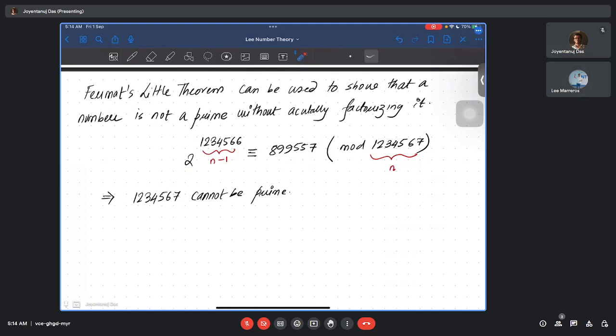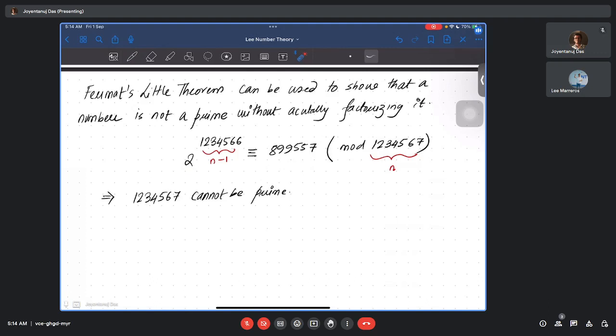So the thing is, if a is 2 to the power n minus 1, where n is our number, then we see that it is congruent to this 899557 modulo n, right? But that is not equal to 1, right? Because if it was a prime, by Fermat's little theorem, it should be congruent to 1. Where does the number 899557 come from? This I am just writing. You also have to calculate it, but I am just showing you the application of Fermat's little theorem.